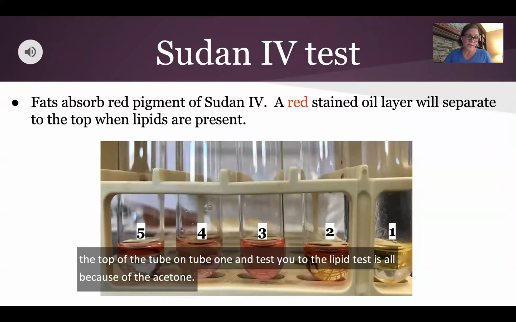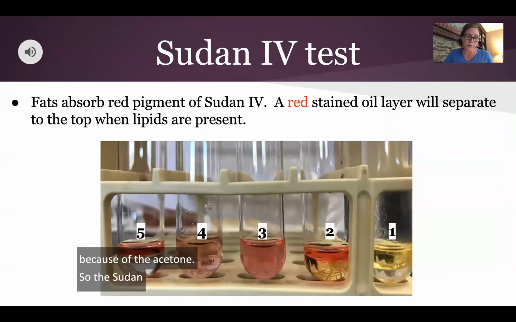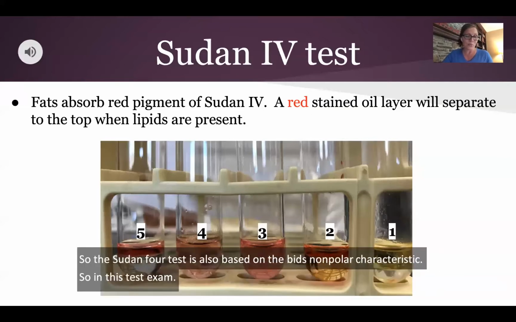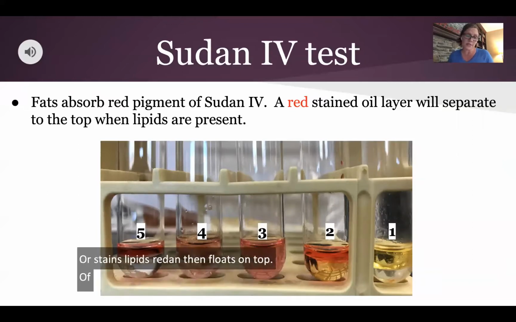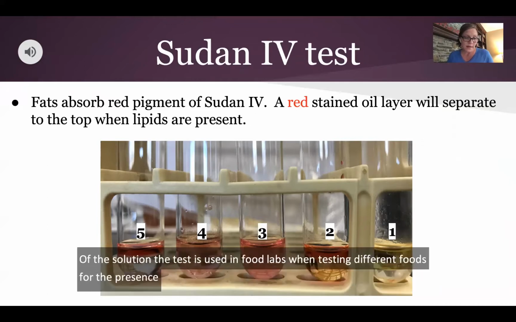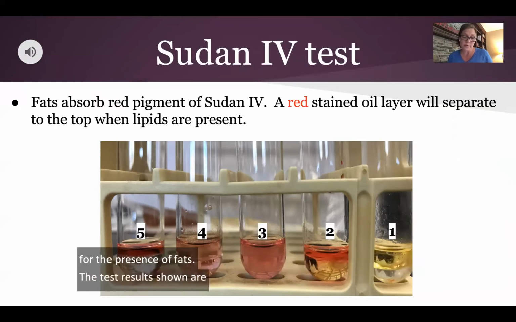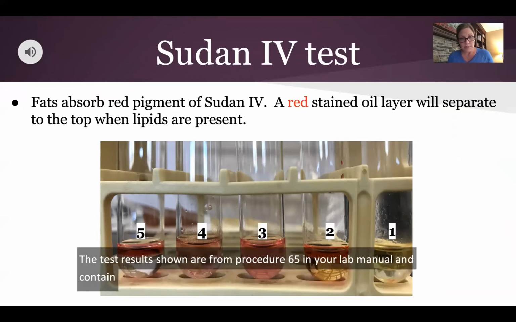So the Sudan 4 test is also based on lipids' nonpolar characteristics. In this test, Sudan 4 stains lipids red and then floats on top of the solution. The test is used in food labs when testing different foods for the presence of fats. The test results shown are from procedure 6.5 in your lab manual and contain the solutions listed in table 6.3.